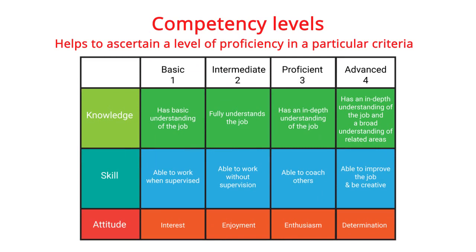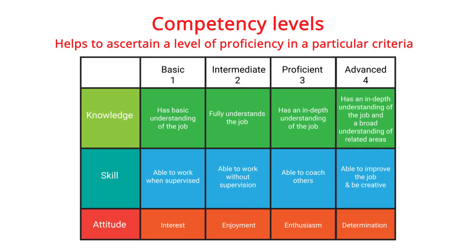The number of levels you have in each competency dimension depends on the company, and the table you are seeing on the screen now is just provided as an example. So let's quickly look at the table. You can see that at the top of the table you have basic, which is ranked as 1, intermediate 2, proficient level is 3, advanced level is 4. On the left hand column straight down, we have listed knowledge, skill, and attitude. So, for instance, if we want to look at somebody who we will score a 3 in knowledge, that means that that candidate has an in-depth understanding of the job. Someone with a 2 in skill means that this person is able to work without supervision.